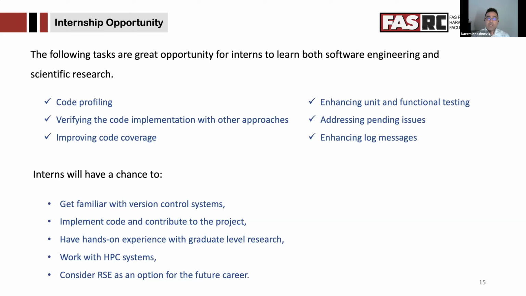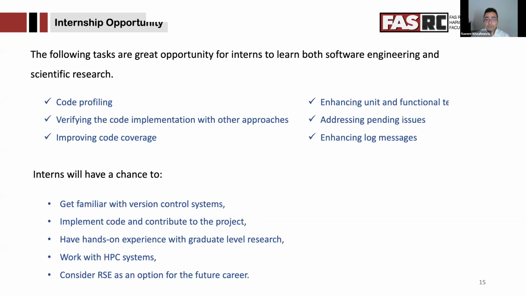Code profiling, verifying the code with other implementations if available, improving code coverage, enhancing unit and functional testing, addressing pending issues, and enhancing log messages are topics that interns can work on. From this process, interns will become familiar with version control systems if they are not already, implement code and contribute to the project, have hands-on experience with graduate-level research, and also work with an HPC system, and possibly consider RSE as an option for a future career.